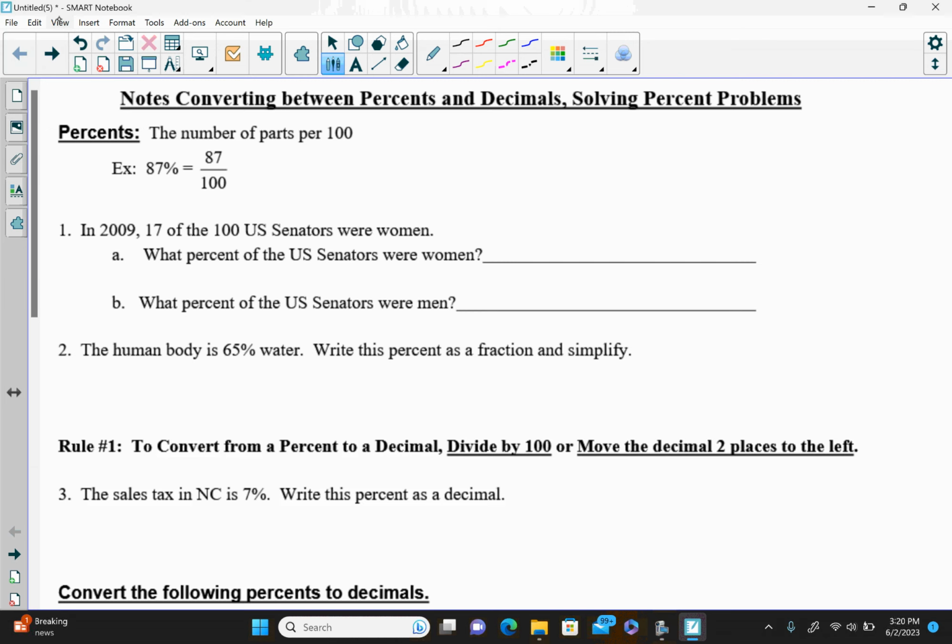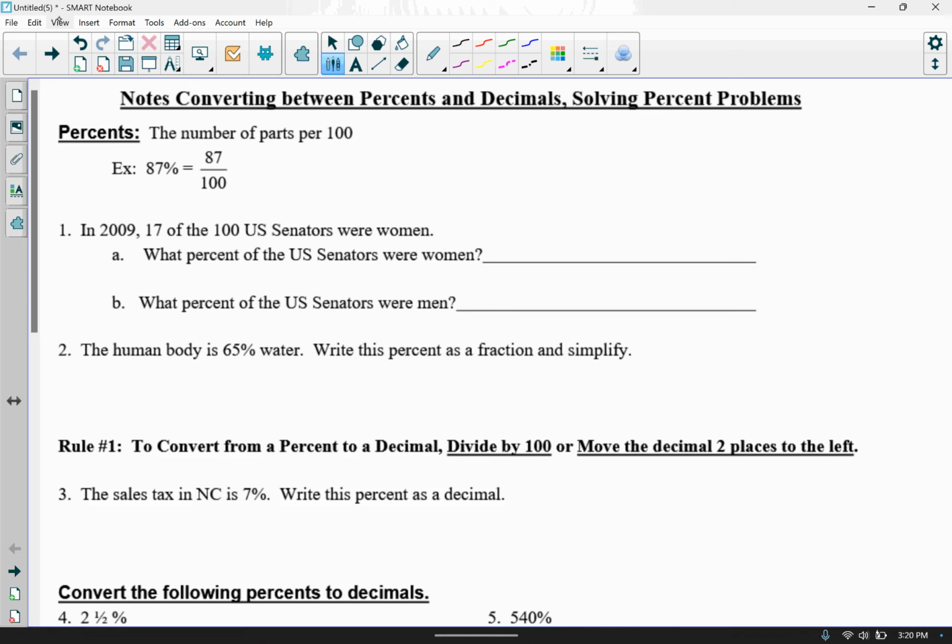Hi there. So in this section, we are going to look at converting between percents and decimals, as well as some applications of percents. We'll start first of all with the definition of a percent. Percent just refers to the number of parts per 100. So for example, whenever you see the statistic 87%, that is equivalent to 87 of 100 equal parts, okay? So we'll look at example 1 down here below.